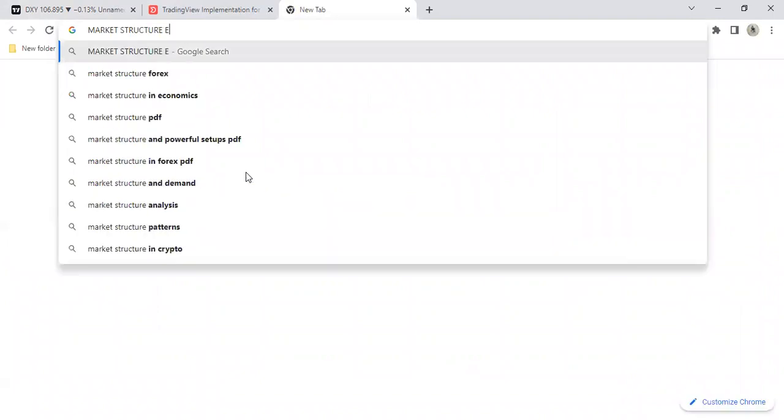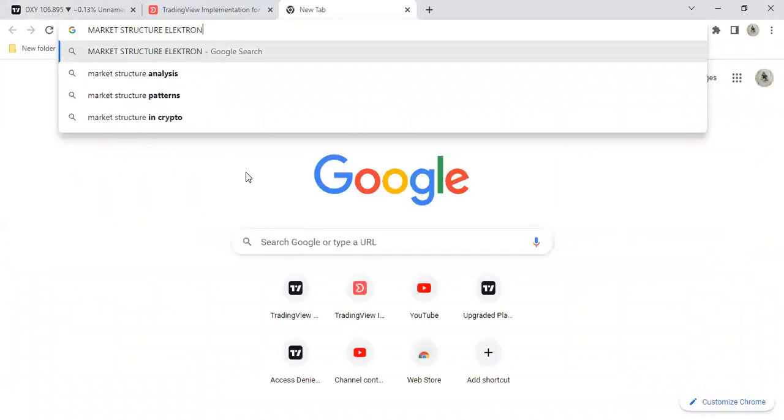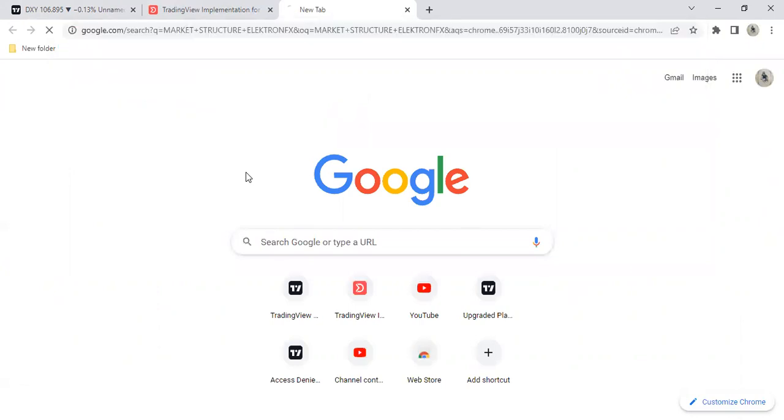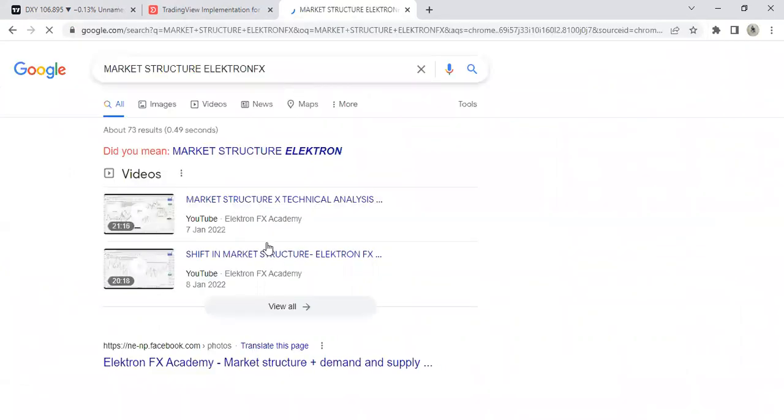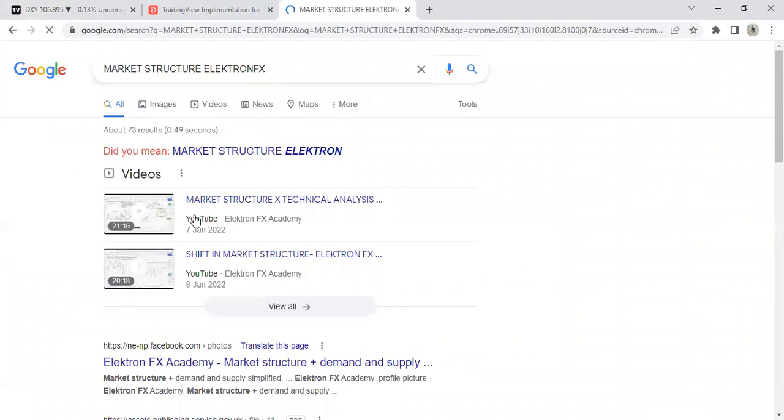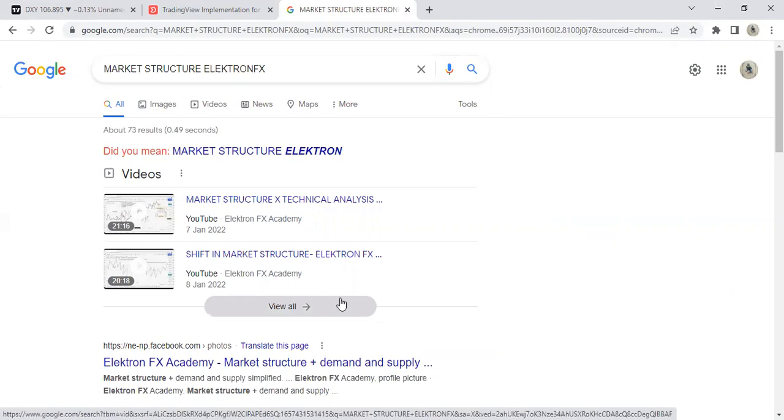All right. So let me just try if it's on Google. Elektronfx. Let's see if it's there. Wow, it's there. Amazing. Can you see it? It's already on YouTube by Elektronfx Academy. So just type market structure Elektronfx. You will see my market structure videos, right? Just click on view all. You will see all my videos on market structure. I've made more than 5 or 6 videos on market structure.